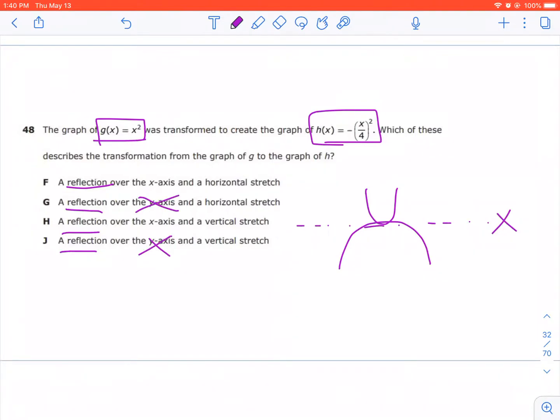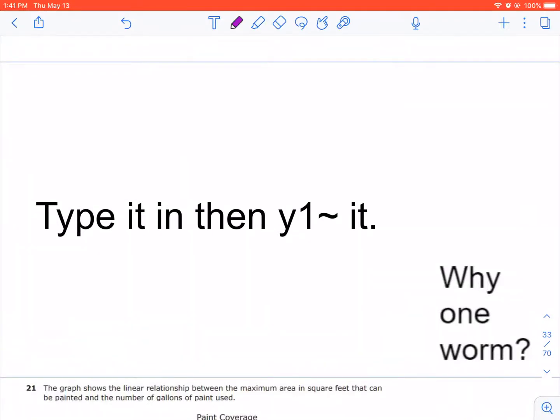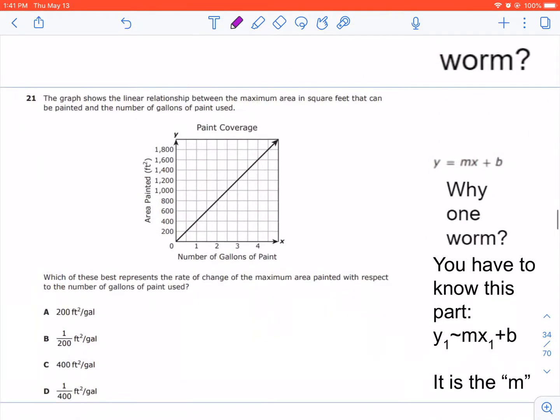And then we're going to look to see if it is a vertical stretch or a horizontal stretch. Vertical means up and down, so am I grabbing it and stretching it up? Or am I grabbing it from the sides and stretching it out? And in this case, we are stretching it out to make it wider. So this one would be a horizontal stretch. The next few questions in the section are going to be to type it in and then do Y1 worm. And there's a little thing that we need to look out for.